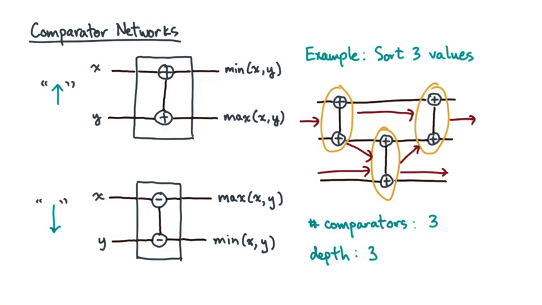By the way, here's a question. Suppose you're only allowed to use these two types of comparators. Compared to this circuit, do you think there's a way to sort three elements using fewer comparators or in a way that has a shorter critical path length?